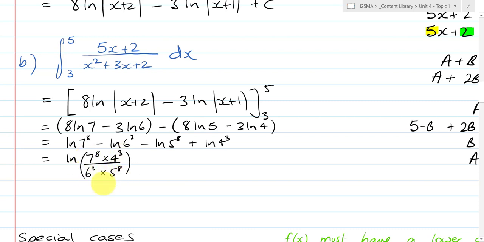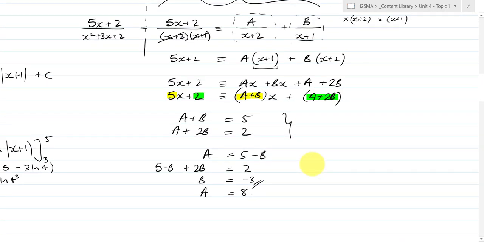And you can evaluate that. It's going to be something possibly big. I'll leave that with you to deal with. So there we have our integration using partial fractions. And there's an example. And this process here is going to be really important.